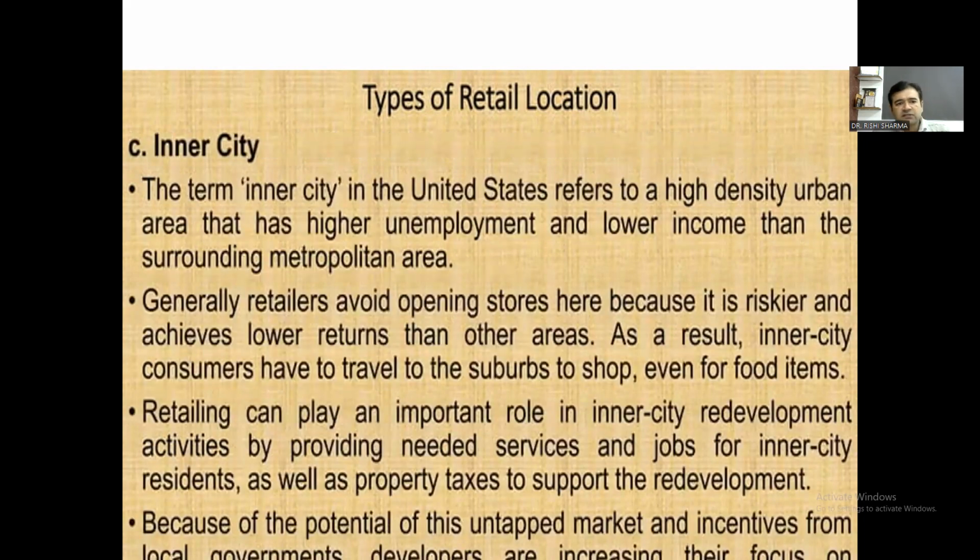Then we have this inner city concept. An inner city in the United States refers to a high density urban area that has higher unemployment and lower income than the surrounding metropolitan areas. We can take the example of Connaught Place in Delhi to refer to the Indian context.